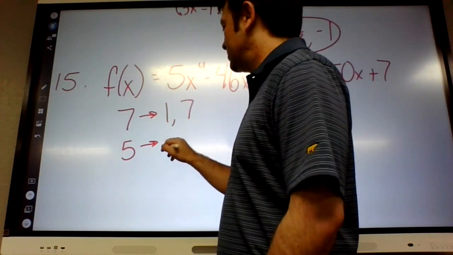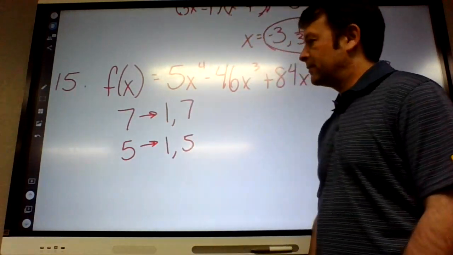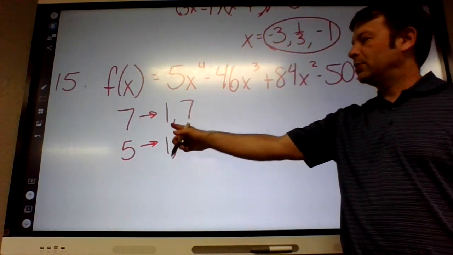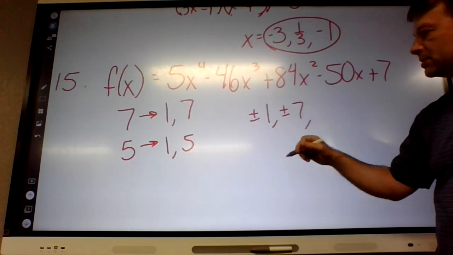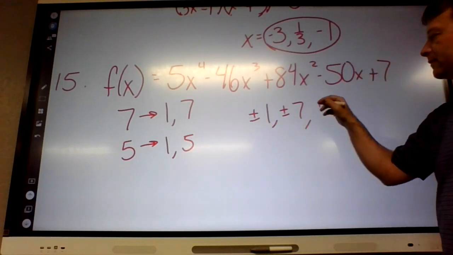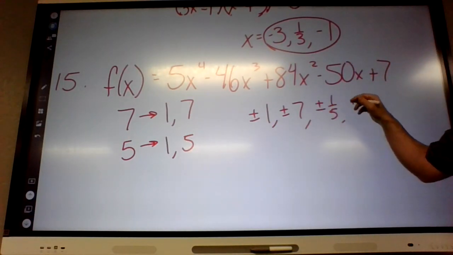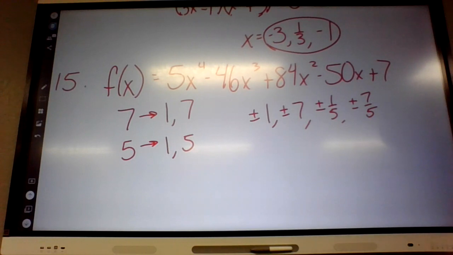Factors of 7 over factors of 5. 1 over 1, 7 over 1. 1 over 5, 7 over 5.